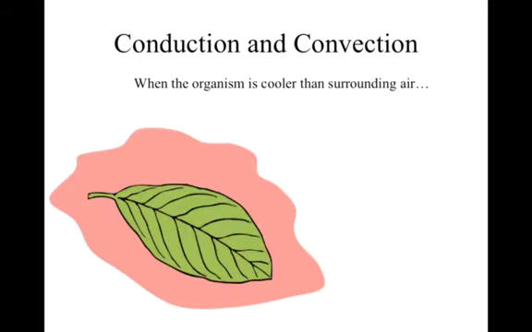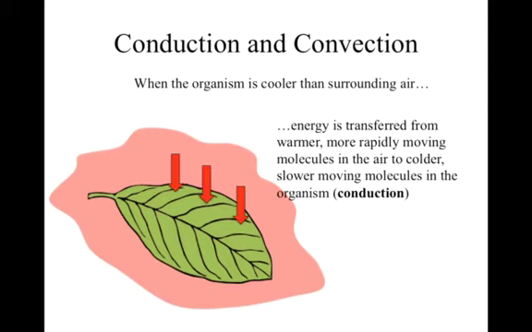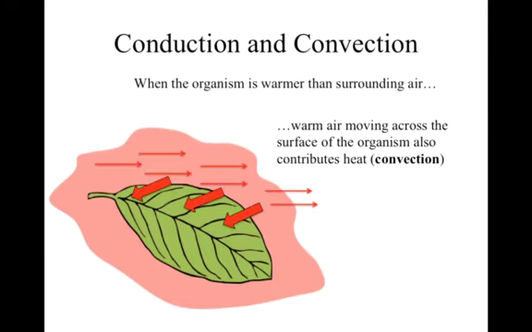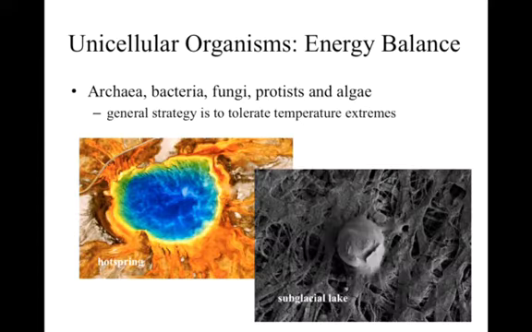So that was when the organism was warmer than the surrounding air. If the organism is cooler than the surrounding air, the heat flows in the opposite direction. It's just reversed. And so energy is transferred from the warmer, more rapidly moving molecules in the air to the colder, slower moving molecules in the organism. And again, that's still conduction, but it can go both ways. It depends on whether the organism is warmer, in which case heat moves to the atmosphere, or whether the atmosphere is warmer, in which case heat moves to the organism. Same thing with convection, as the warm air moves across the surface of the organism. If the organism is actually cooler, then that warm air will deposit heat onto the organism through convection.